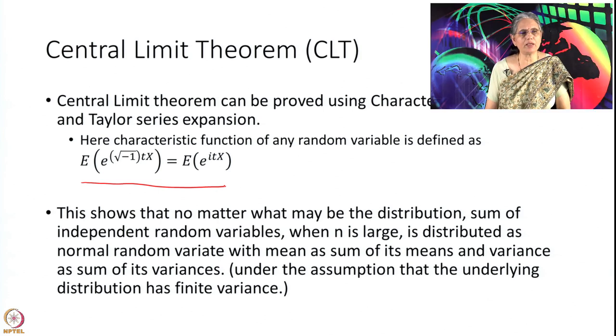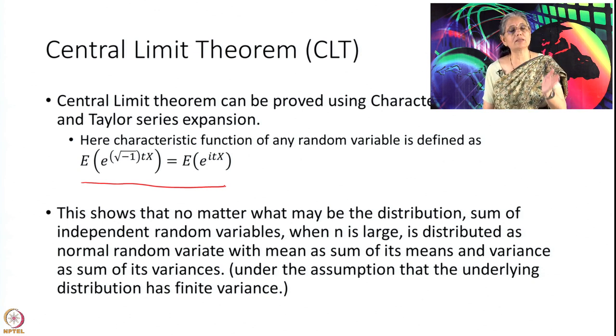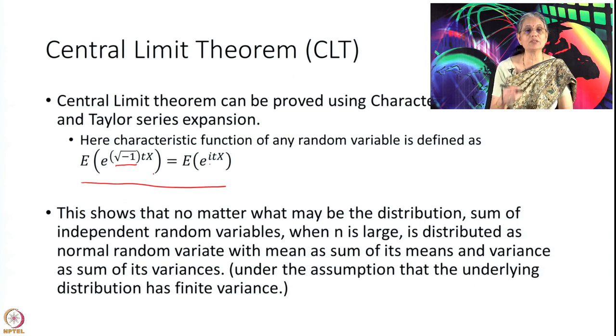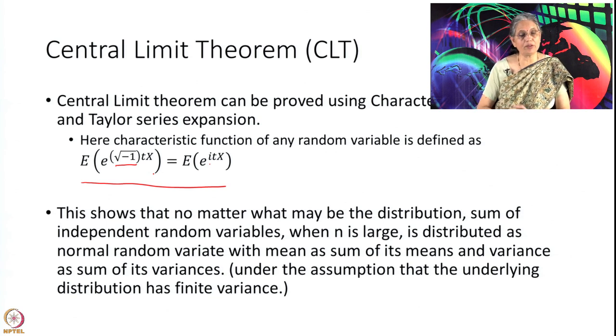It has the same property as the moment generating function, that is, its first derivative with the limiting value at t equal to 0 will give you the first moment, and the second derivative will give you the second moment. These are all raw moments, not central moments. The only difference is that this function has an imaginary part in it, which is i, the square root of minus 1. If you use this expansion for the summation of random variables, use the expected value and the Taylor series expansion, and then let n go to infinity, you will find that all of them follow a normal distribution.